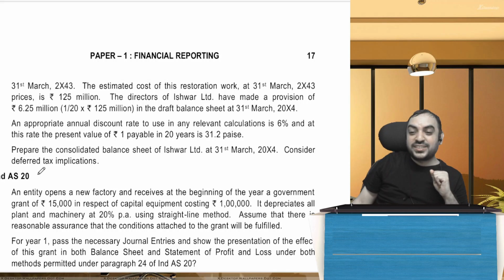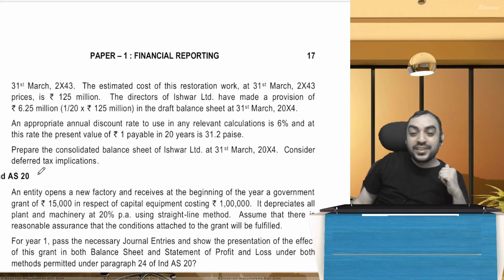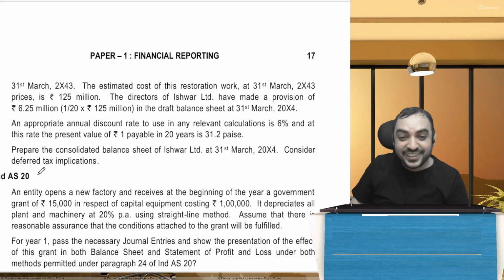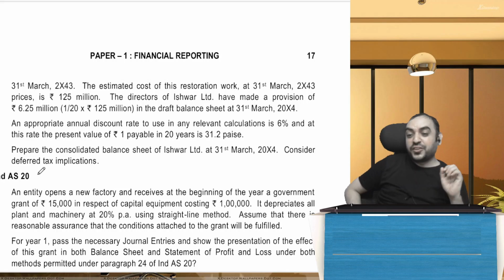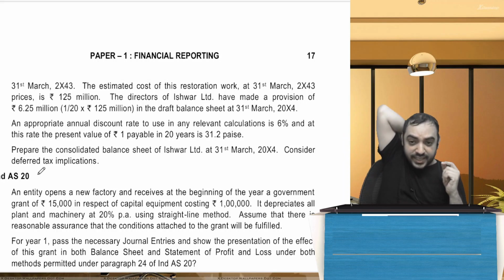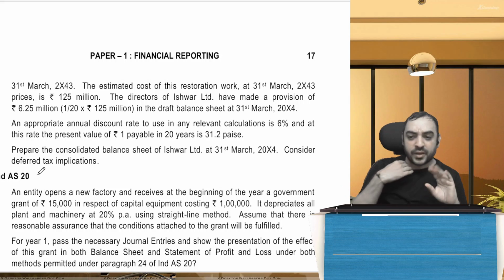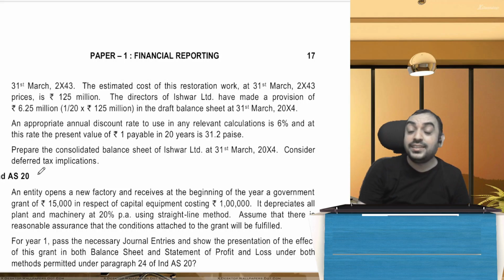The estimated cost of restoration of this work is 125 million, but I need the present value. What have the directors done? You are going to spend 125 million. Directors of Issuer Limited have made a provision of 6.25 in the balance sheet of 31st March 2004, which is a wrong provision. You can't say provision divided by 20 years or divided by 30 years. You can't allocate like that. That is wrong. An appropriate annual discounting rate of 6%, at the rate of 1 payable in 20 years, is 31.2 paise. Prepare the consolidated balance sheet. Okay, so this requires a rectification in the books of the holding company.